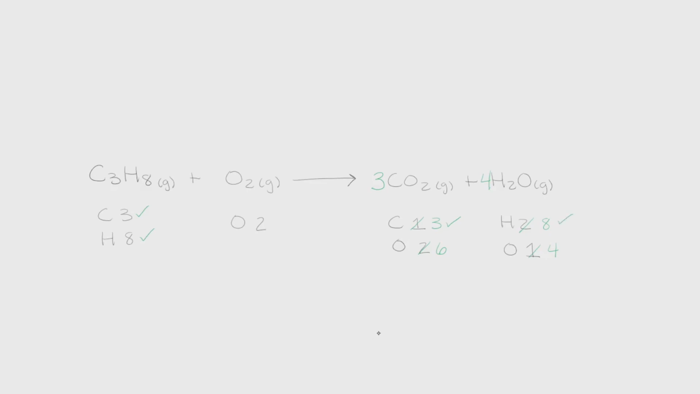Next, we'll balance the oxygens. But notice on the product side that our oxygens are in 2 places, so we have to add them together. So we have 6 oxygens coming from CO2, 4 oxygens coming from water, so we end up with a total of 10 oxygens on the product side. In order to balance the oxygens, we need a 5 out in front of O2. That changes our oxygens to 10, and our oxygens are balanced.